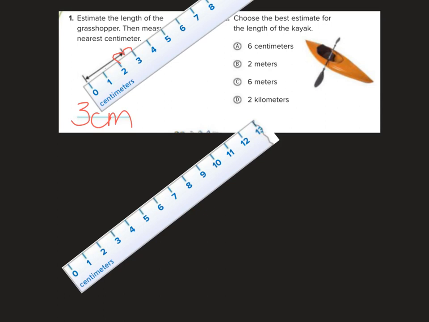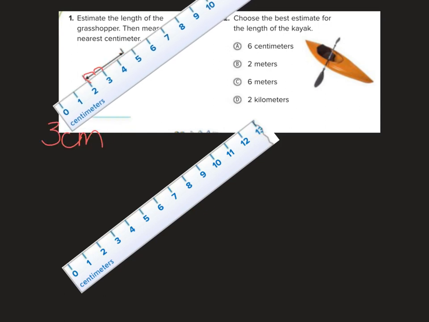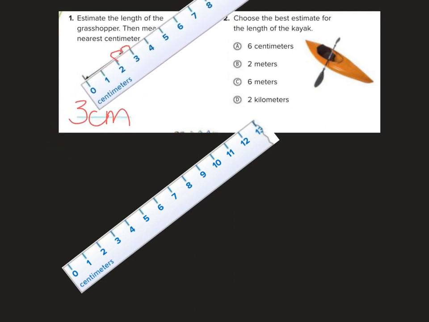All right, next one. Choose the best estimate for the length of the kayak. 6 centimeters are kayaks. Oops. I think they mean in real life. Yeah, it must be real life. Okay, good. So 6 centimeters. Are kayaks usually this big? No. 2 meters. 2 lengths of a chair.